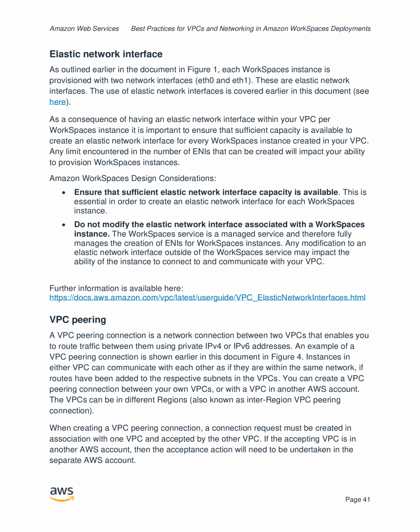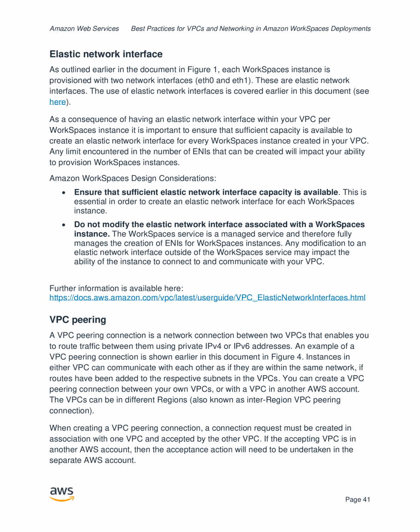VPC peering. A VPC peering connection is a network connection between two VPCs that enables you to route traffic between them using private IPv4 or IPv6 addresses. An example of a VPC peering connection is shown earlier in this document in Figure 4. Instances in either VPC can communicate with each other as if they are within the same network, if routes have been added to the respective subnets in the VPCs.